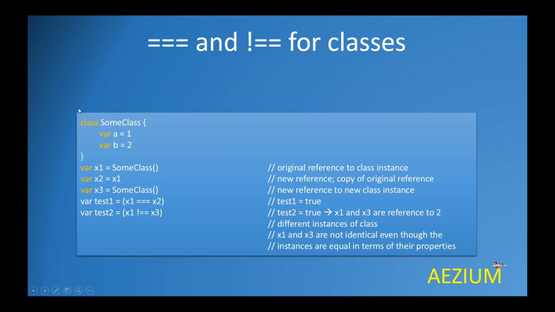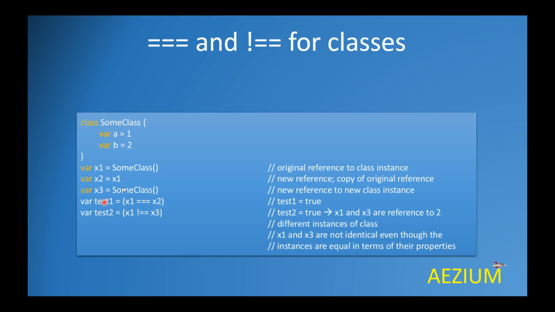As an example, let's have a look at this class. Like before, we declare 2 parameters, x1 and x2, and these are 2 names for the same instance of class SumClass. We also declare a new variable called x3 and assign to it a completely new instance of SumClass. So these instances are independent and different.